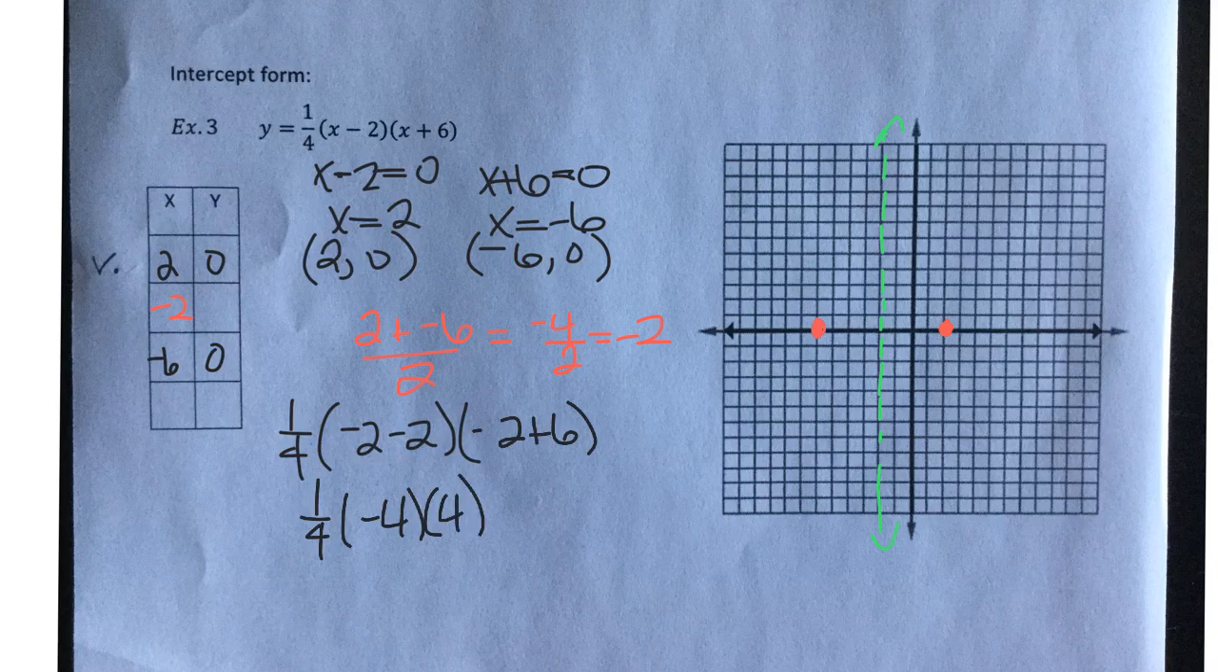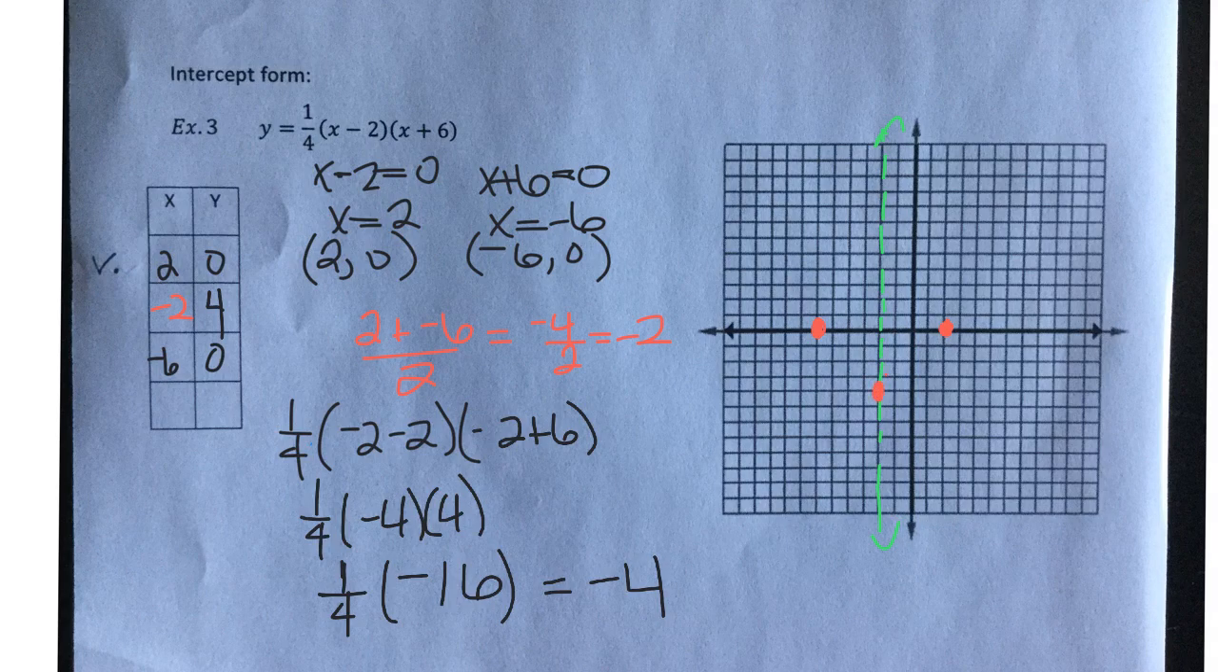And this parabola should open up because there's no reflection on the x-axis. And 1/4 times -16. Which is 1/4 of 16 is 4, so -4. So my vertex is at -2, -4.